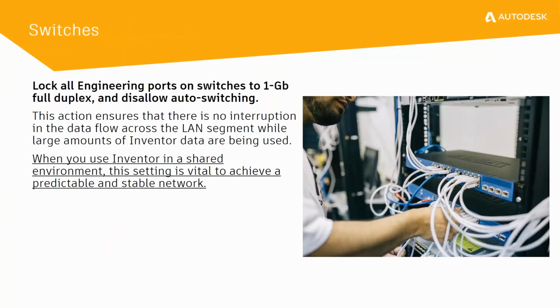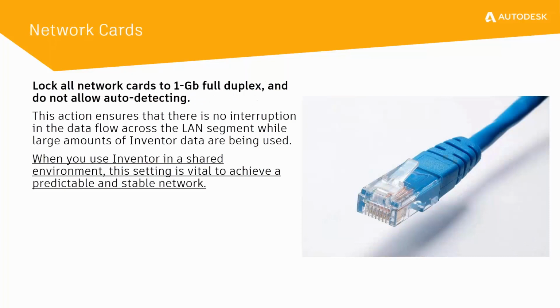When it comes to some specifics around your network setup, in terms of switches, set local engineering ports on switches to 1 gigabit full duplex and disallow auto switching. This will help provide a more predictable and stable network for Inventor users in a shared environment. Likewise with network cards, again, lock all network cards to 1 gigabit full duplex and do not allow auto detecting. And again, for Inventor users in a shared environment, this is going to help improve the stability of their system.